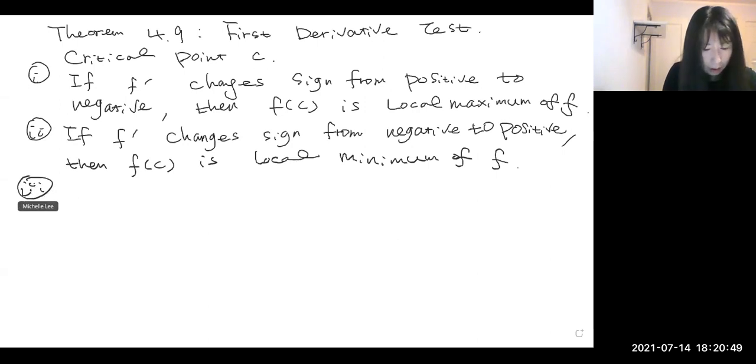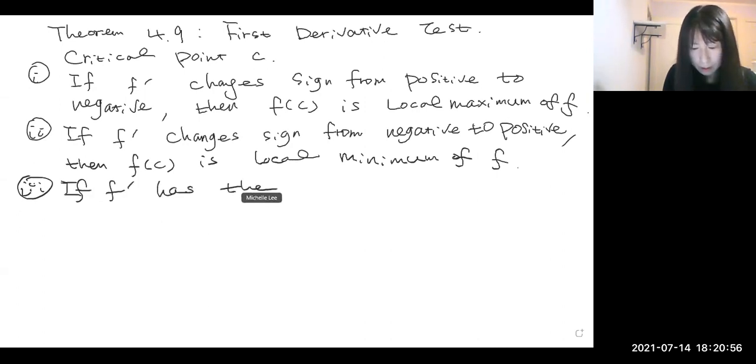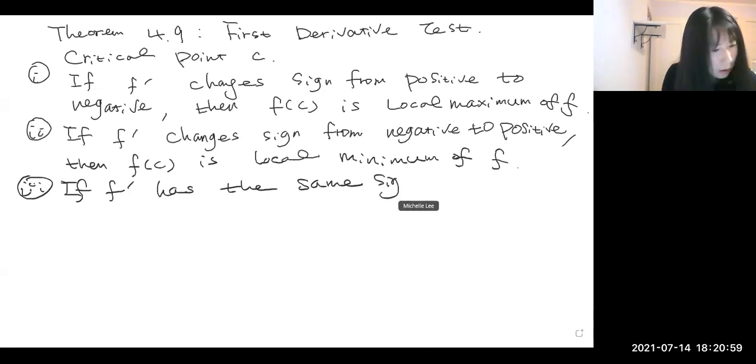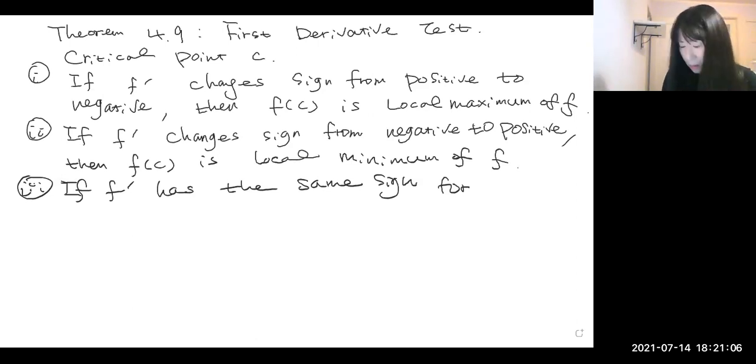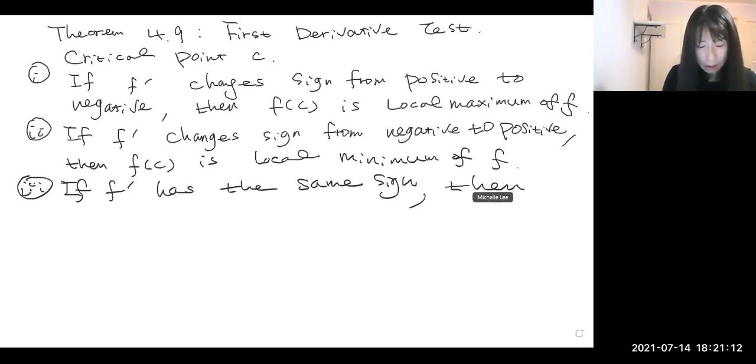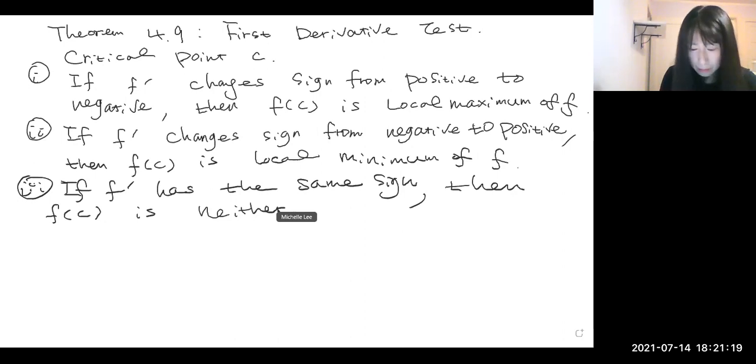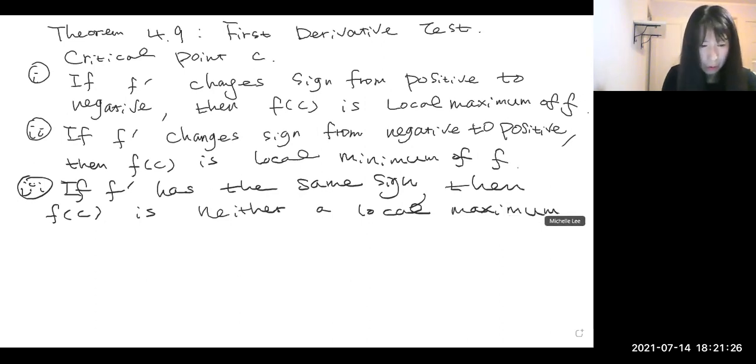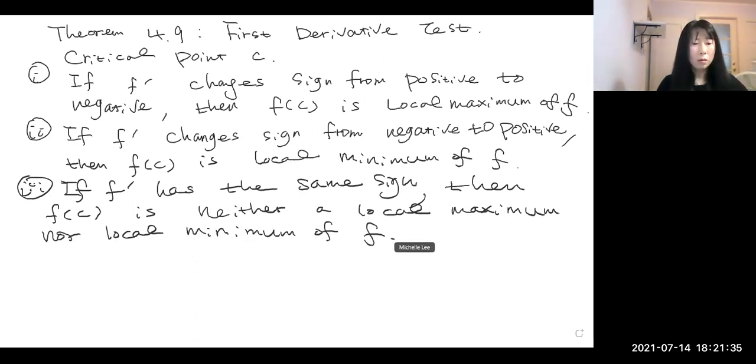Third one, if f prime has the same sign for just limit to 4, then f of c is neither a local maximum nor a local minimum of f. Okay.